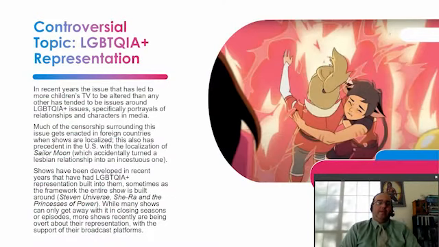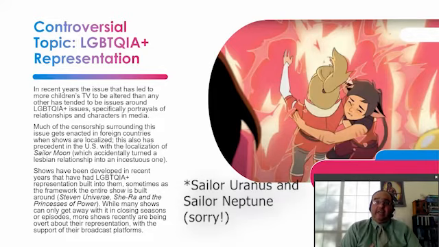This also has precedent in the US, though. The most significant being the localization of Sailor Moon, which actually led to another situation where they unintentionally made it even funnier. In this case, it was two of the Sailor Scouts, Sailor Saturn and Sailor Uranus. In Japan, they were lovers.